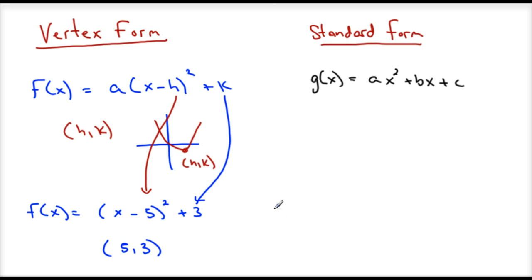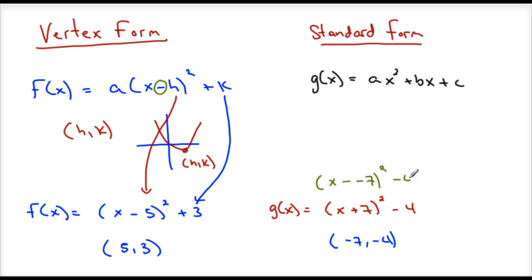Something to consider as well: if you have another equation, g of x equals, let's say, x plus 7 squared minus 4, your vertex here is going to be negative 7, negative 4. Why? My formula has x minus h. So how do I rewrite x plus 7 with a minus sign? That should be written as x minus negative 7 squared minus 4.